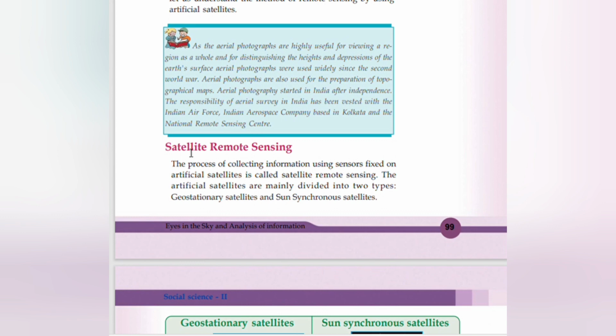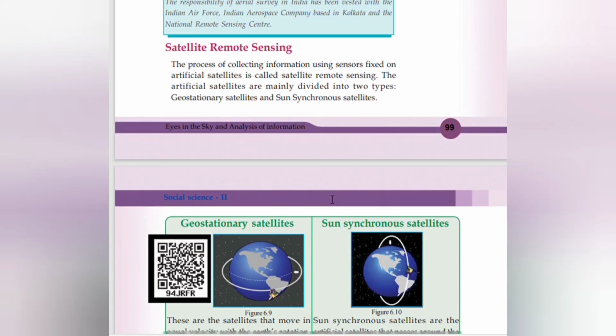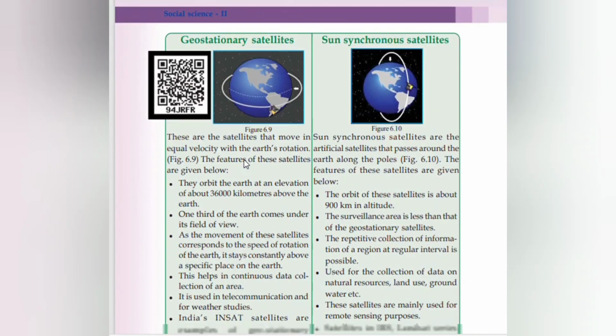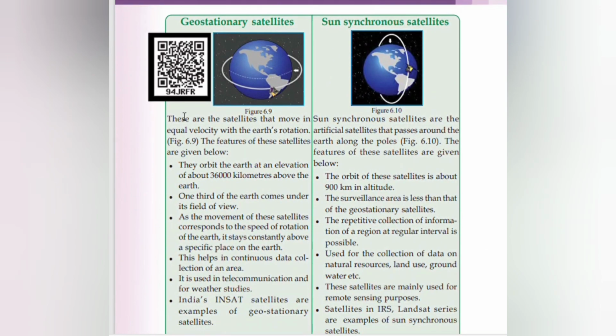Satellite remote sensing. The process of collecting information using sensors fixed on artificial satellites is called satellite remote sensing. These artificial satellites are mainly divided into two types: geostationary satellites and sun-synchronous satellites. Geostationary satellites are satellites that move at equal velocity with the Earth's rotation.